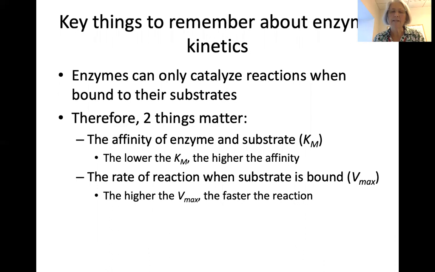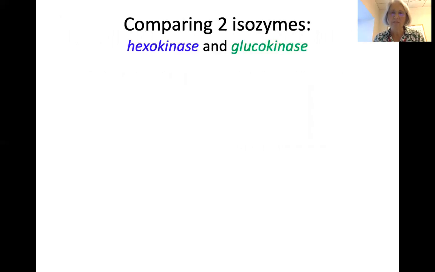And the second thing is the rate of the reaction when the substrate is bound, which is also called the Vmax. So the higher the Vmax, or maximal velocity, the faster the reaction. So let's look at this by comparing two enzyme isozymes that we've already introduced, hexokinase and glucokinase.